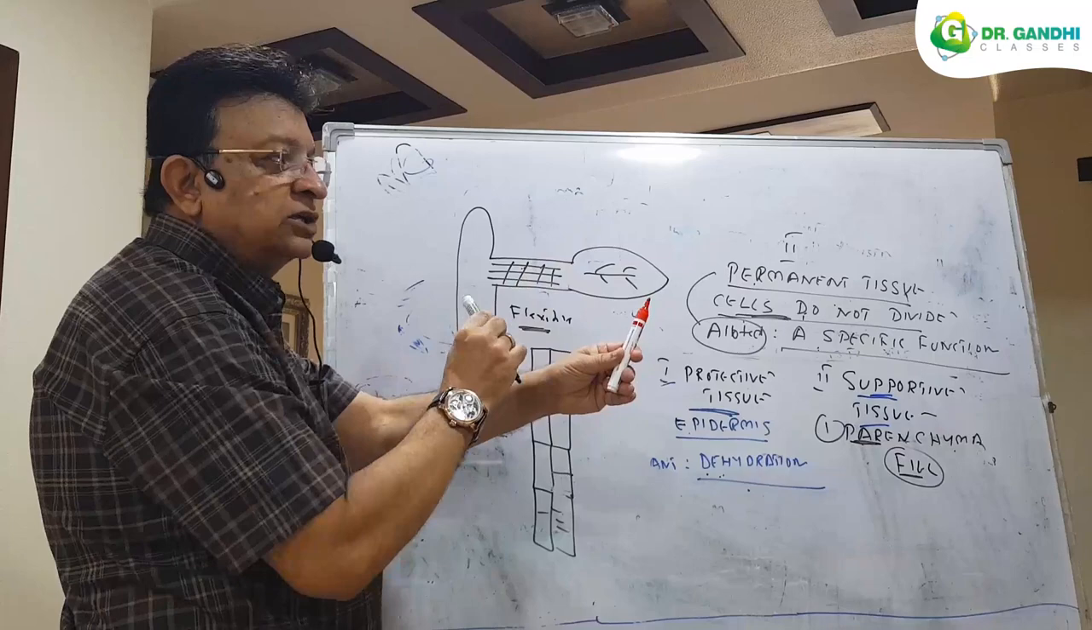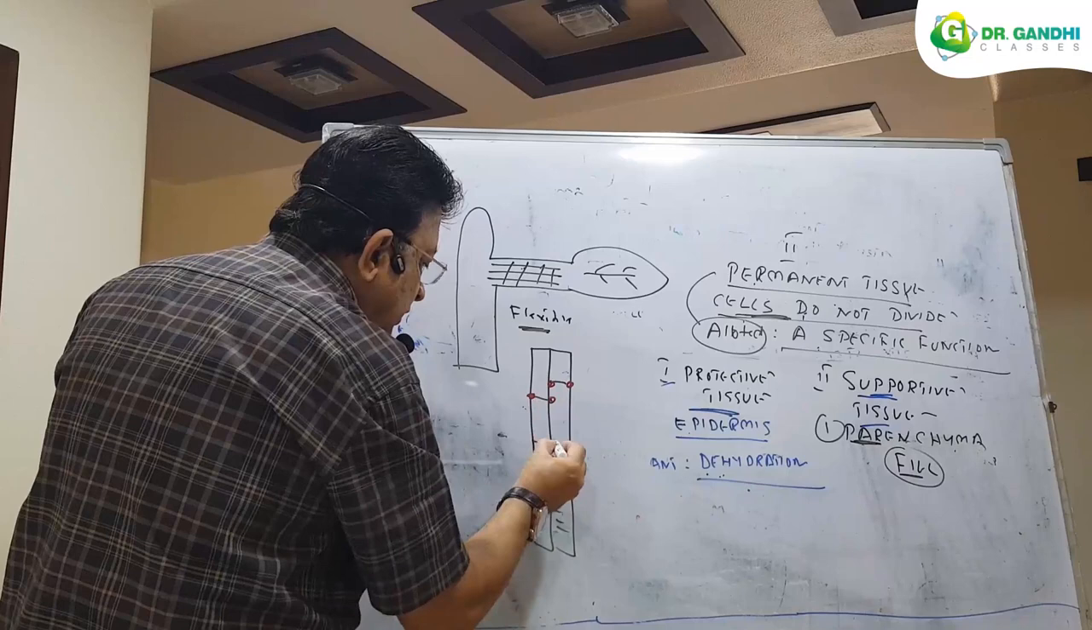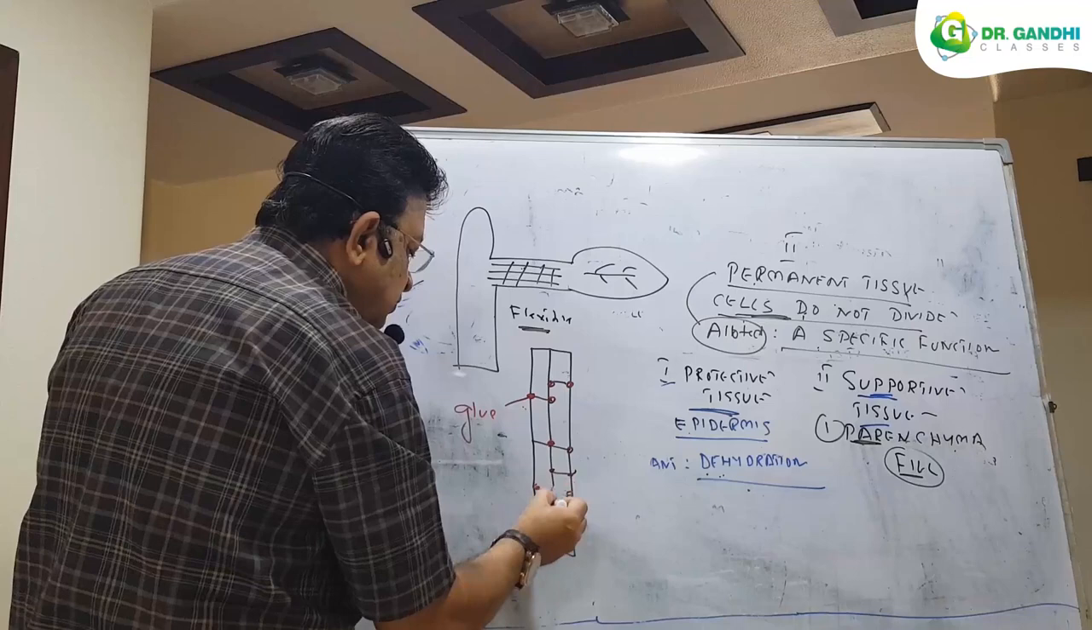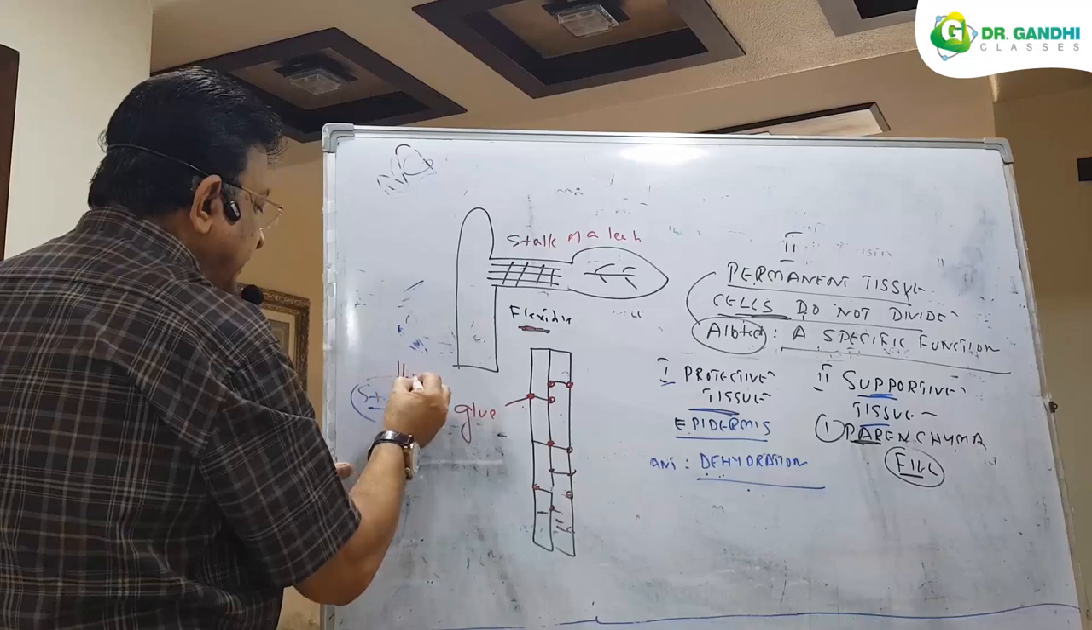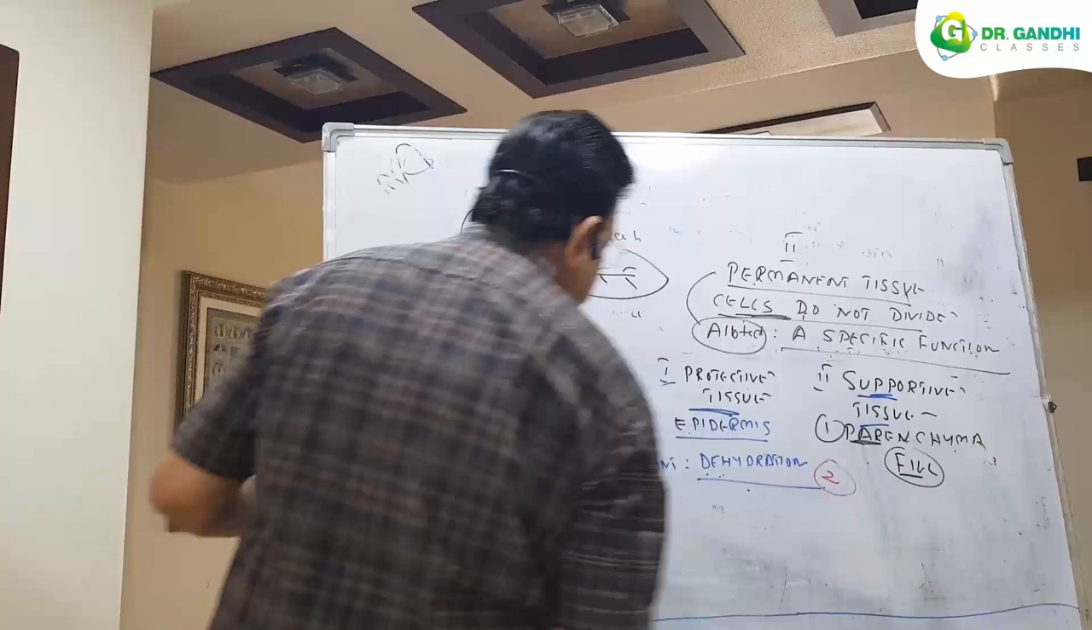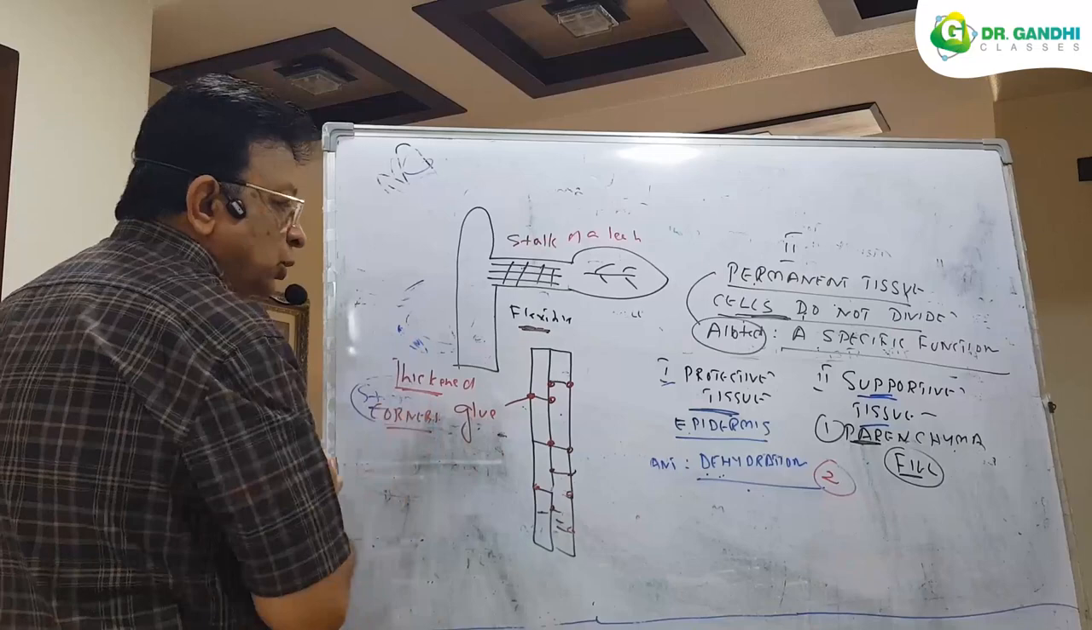Therefore, at the corners, I am going to put glue. So at the corner of the cells, I have put glue, so that when the cells move to give flexibility, for example in the stalk of a leaf, the cells don't move apart. So now you have got a type of cells with thickened corners. The second type of supportive tissue with thickened corners, and the thickening is because of glue.